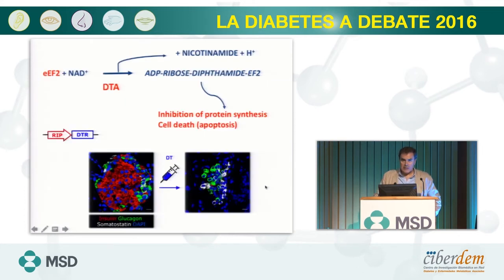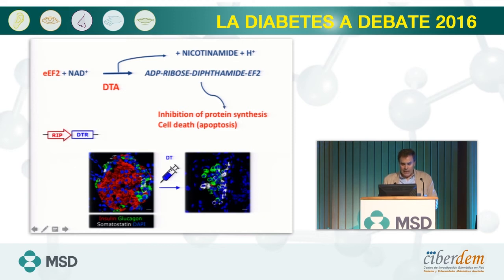And once in the cytoplasm of a cell, one single molecule of the toxin A is enough to catalyze the ADP-ribosylation of this elongation factor, and this results in the prevention of any protein synthesis, and the cell dies very quickly by a process of apoptosis.